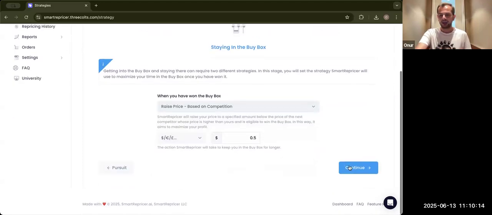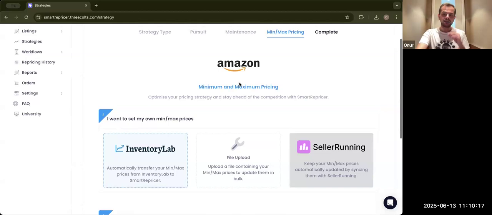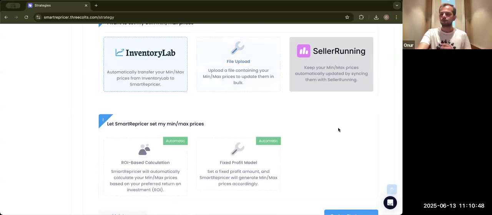So I'm just going to choose this one, and I'm going to decide how my minimum, maximum, and cost price information will come through to SmartRepricer. Now we would like to talk about the Seller 365 power of bundle, because if you have an integration with Inventory Lab, all of your minimum, maximum, and cost information will come through to SmartRepricer via Inventory Lab. Or you can upload an Excel file that includes your inventory information, cost information, and minimum and maximum information.